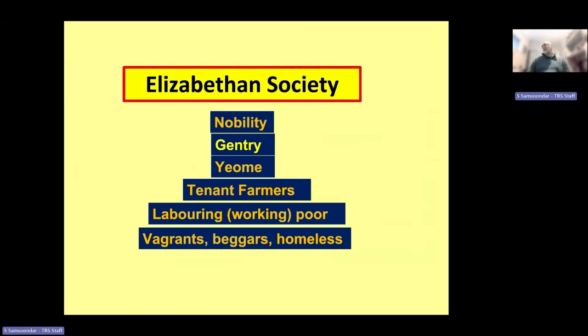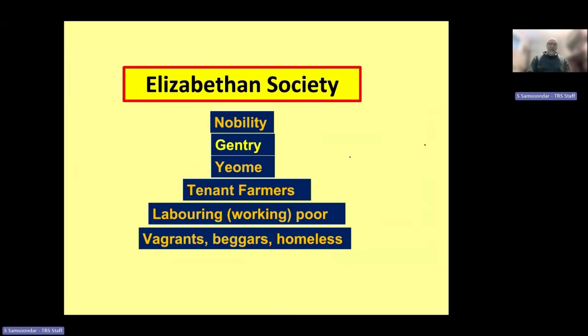Gentry are sort of lower nobility. They don't have titles like earls and dukes, but they do own some land. Yeomen are small landowners who work almost like medium-sized farmers. The deciding factor in the social structure here is land. The further down you go, the less land people own. Tenant farmers rent land, and the bottom 2 groups obviously own no land whatsoever.